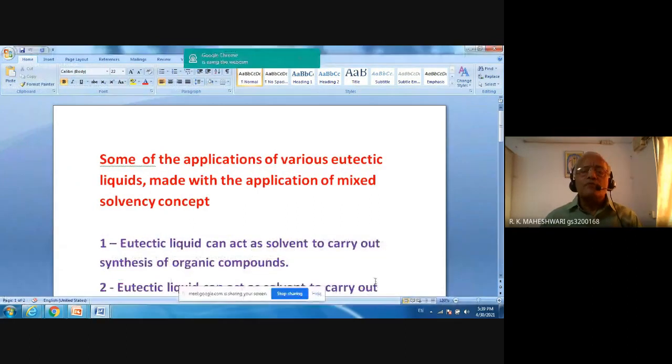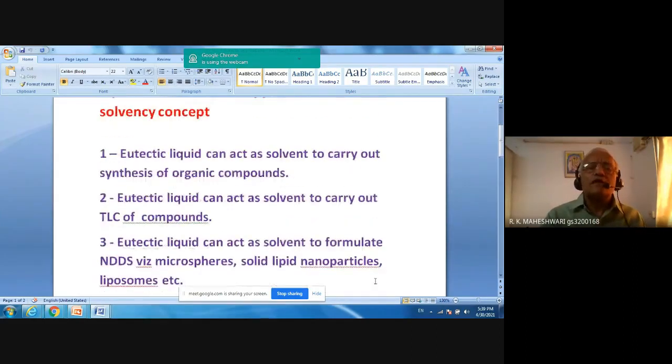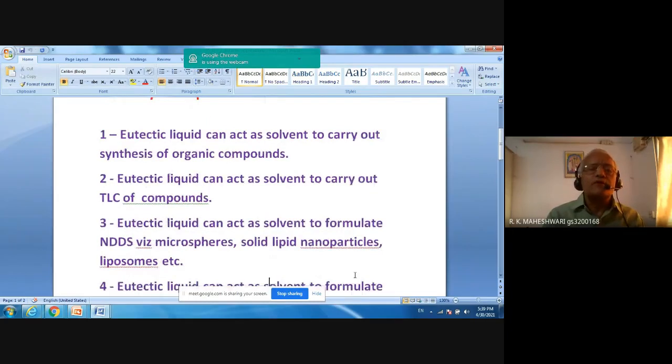Now, some of the applications of various Eutectic liquids made with the application of mixed solvency concept. Now, we have to see the applications of these Eutectic liquids. Number 1, Eutectic liquid can act as solvent to carry out synthesis of organic compounds.